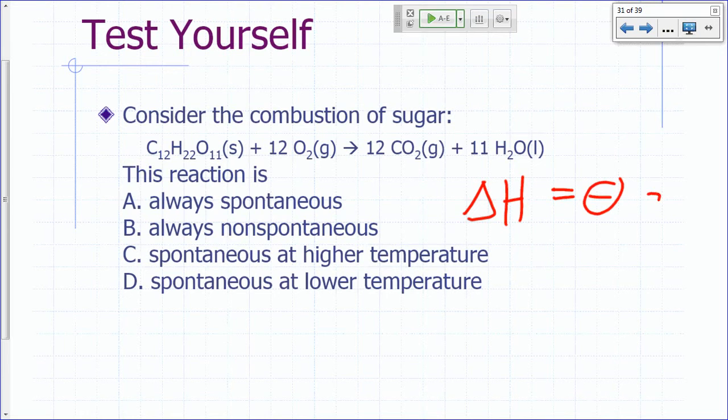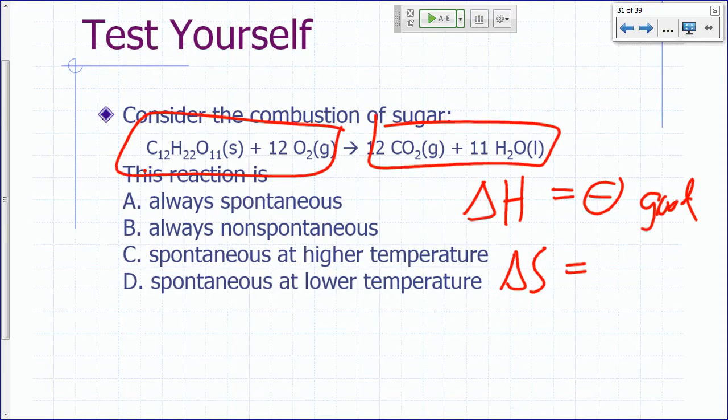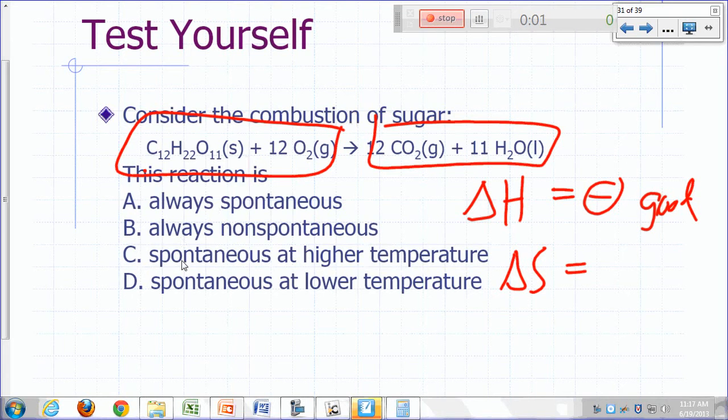Negative. Is that good or bad? Good, because that gives heat to the surroundings. That increases the entropy of the surroundings. What's your delta S here? Look at the complexity of your molecules. Okay, positive or negative? So let's see. Is this going to be always spontaneous, always non-spontaneous? Spontaneous at a higher temperature, spontaneous at a lower temperature.